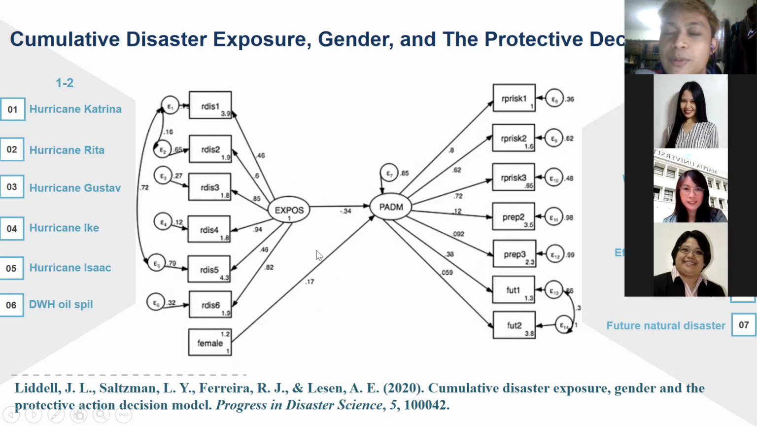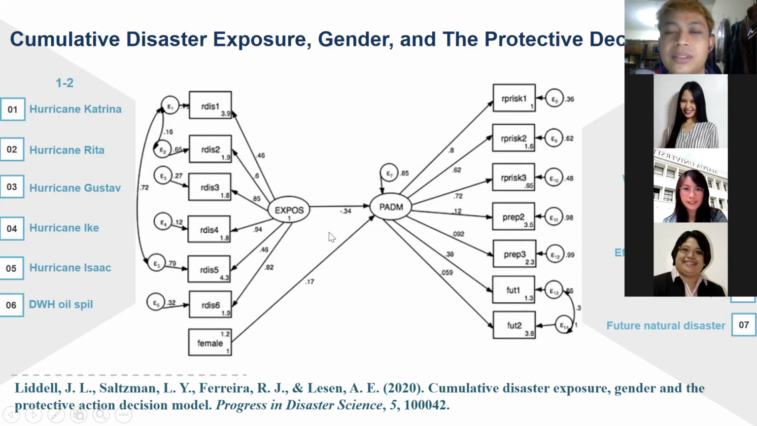Now what about this one, Ma'am Gumasing? Just guess. Is this a factor loading or the beta coefficient, and why is that? What's the reason? Beta. Yes, this is the beta coefficient because this one is directly affecting the PEDM. What is PEDM? This one, protective action decision.